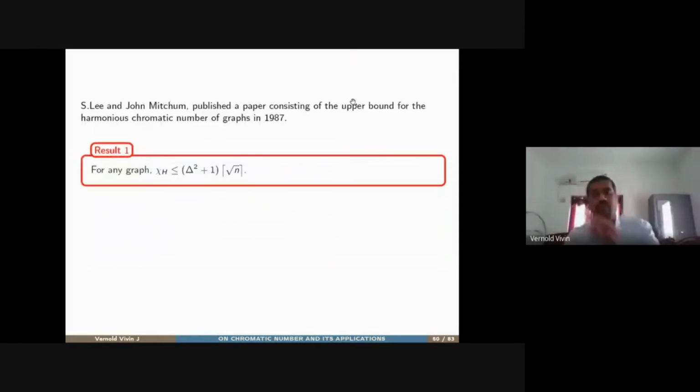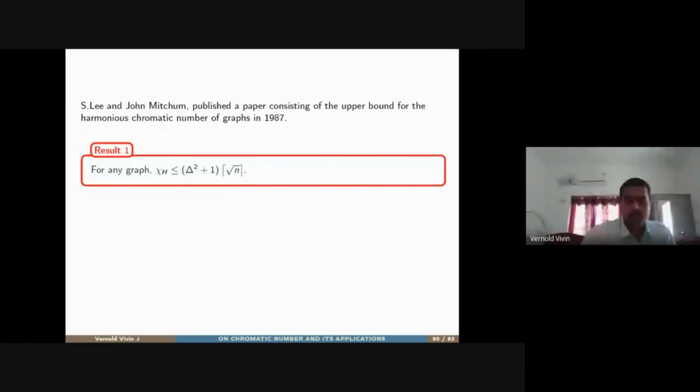So these are some of the results published on harmonious chromatic number. For a graph G, the harmonious chromatic number will be bounded in terms of delta. Capital delta is nothing but the maximum degree. N represents the number of vertices, or the order of that graph. The chromatic number for a graph G will have this value. This result is due to Lee and John in 1987. They have got a bound.